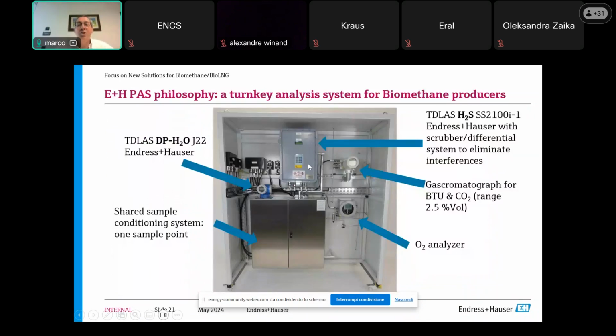And this is the last engineered solution. As you can see, we have the new moisture model, the already existing H2S analyzer version, which will be soon converted to a version similar to the J22 moisture, a common sample conditioning system, a gas chromatograph for the calorific value, CO2 and composition analysis, and the oxygen, all inside a new engineered self-standing rack, which can be easily closed with front doors.